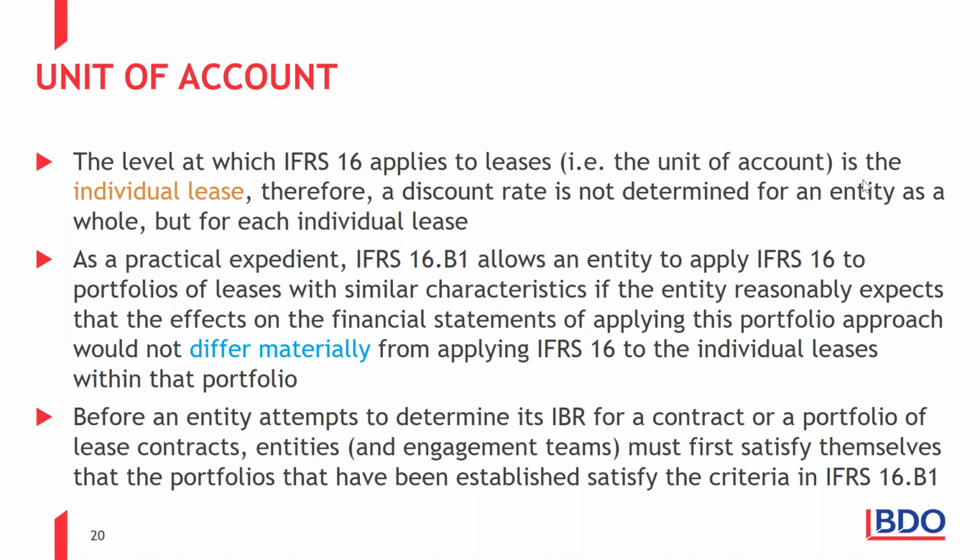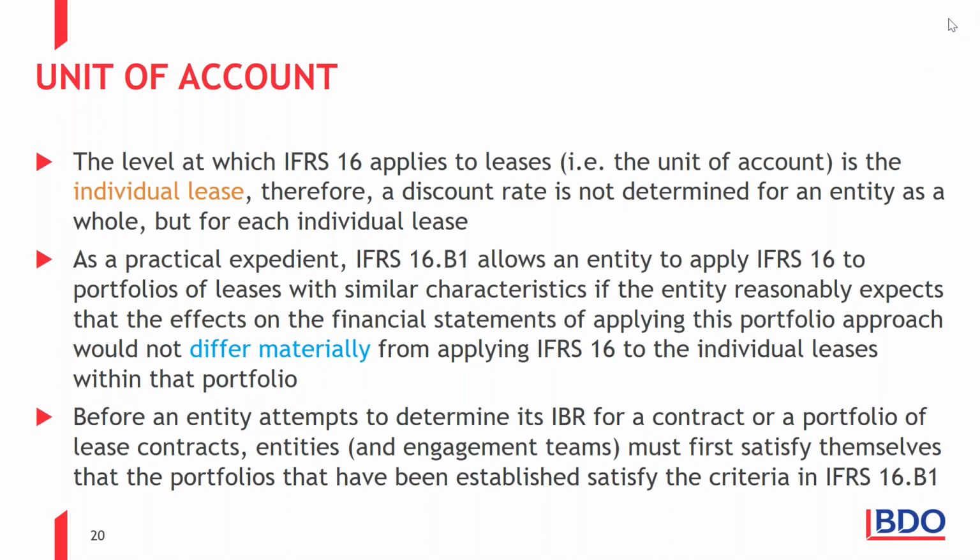And the criteria they give here is that the leases must have similar characteristics where the effects of applying the standard to the portfolio would not differ materially from applying IFRS 16 to the individual leases. Now that's a lot of words and a big mouthful. And of course, there's not much more guidance in the standard than that. So of course, there's a lot of different approaches emerging out there, but this does exist where the unit of account essentially moves from an individual lease to a portfolio approach, and that would then also extend to, let's say, the application of the discount.